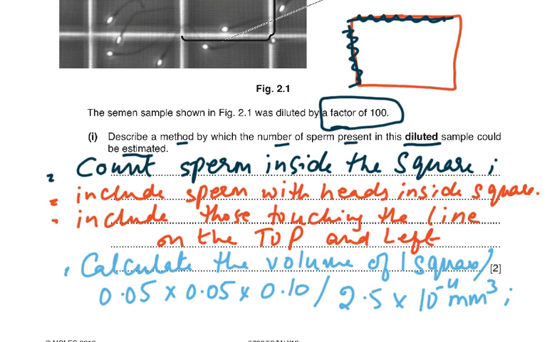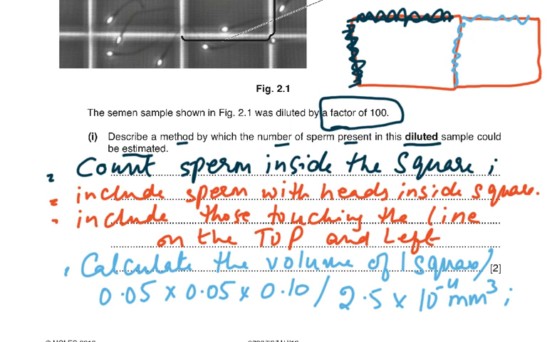So count the sperm inside the square. Include the sperm with the heads inside the square, and include those touching the line on the top. This is what I have done. This is the square, and this is the top line, and this is the left line. So include all those touching the line on the top and the left, because in the next square the top and the left would be different. In the adjacent square, this would be the top and this would be the left. So you're not going to double count. You will just keep on doing it for each square so that you don't count the sperms twice, once in one square and again in the other square.